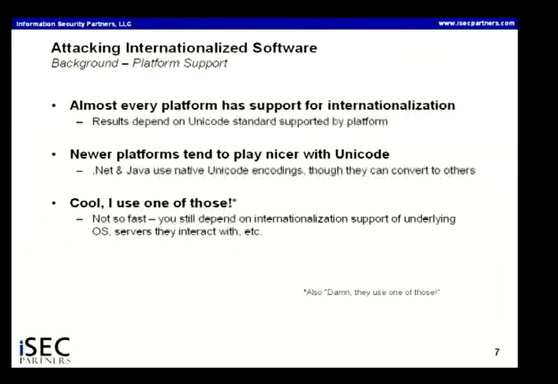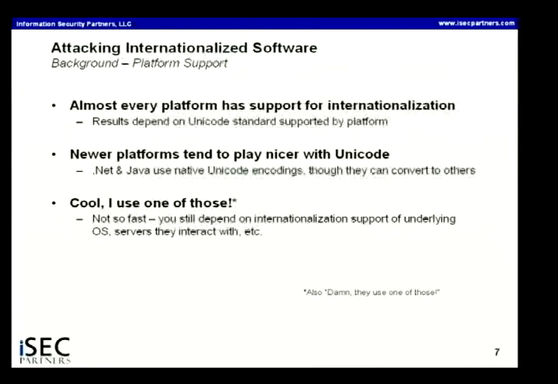So almost every platform has support for internationalization, especially Unicode. Results depend on the Unicode standard supported by the platform. For example, platforms can be defined as platform support by Linux system programming and Windows system programming. There are also the higher level platforms, .NET and Java, or even your programming language. All these things have various levels of Unicode support, and how much you can encode in them and what kind of attacks are possible are going to be very specific to what they support.